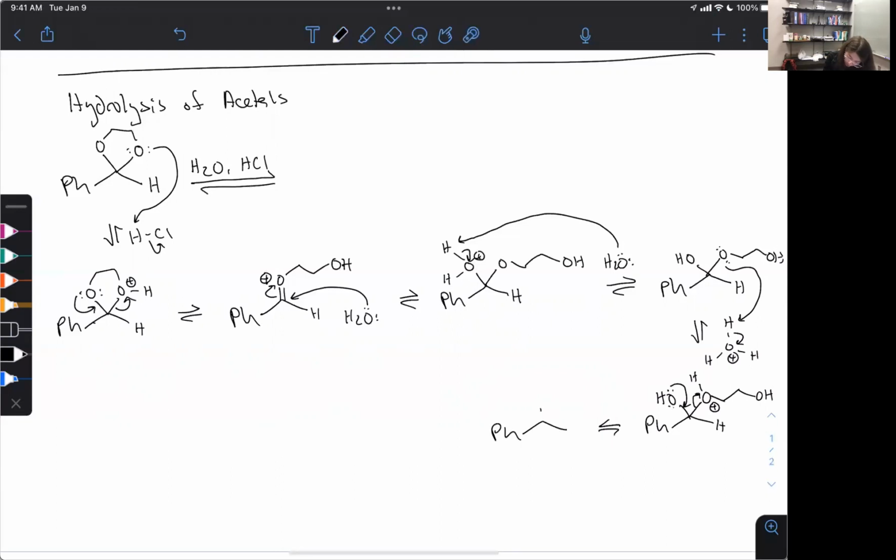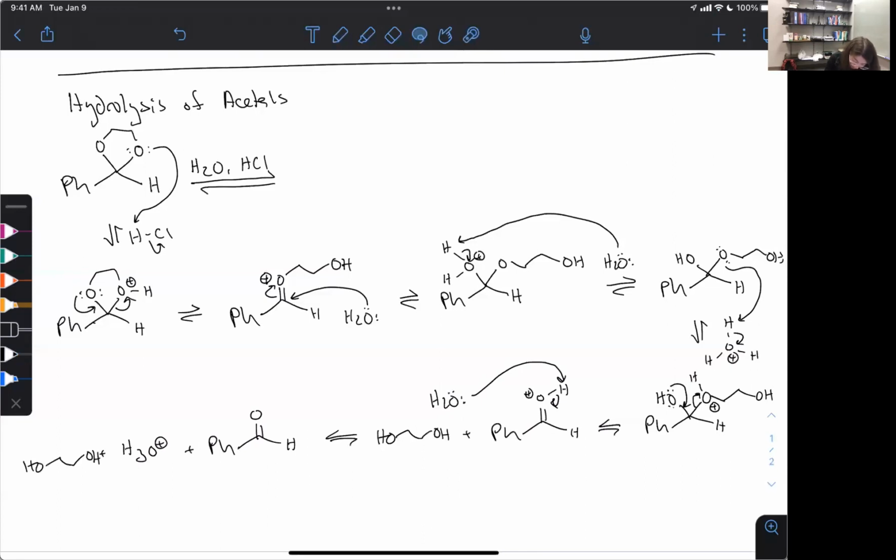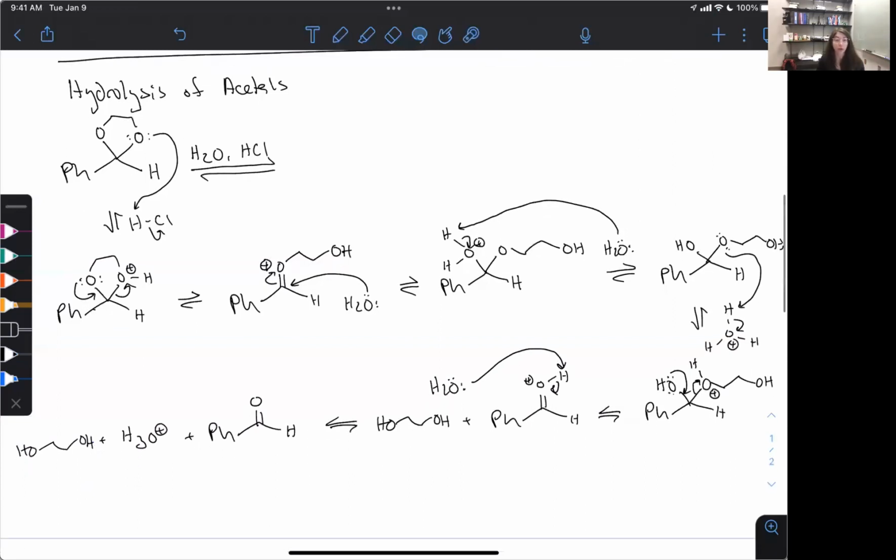and that's going to leave me with a protonated aldehyde plus my alcohol. So I've got my ethylene glycol back. Then we can do a final deprotonation with our water, and get back to our benzaldehyde. We've reformed our acid catalyst, and we've gotten our ethylene glycol back. So that's what the hydrolysis looks like. Once you're done, you can just throw in acid and water, and then you get right back to your aldehyde or ketone that you started with.